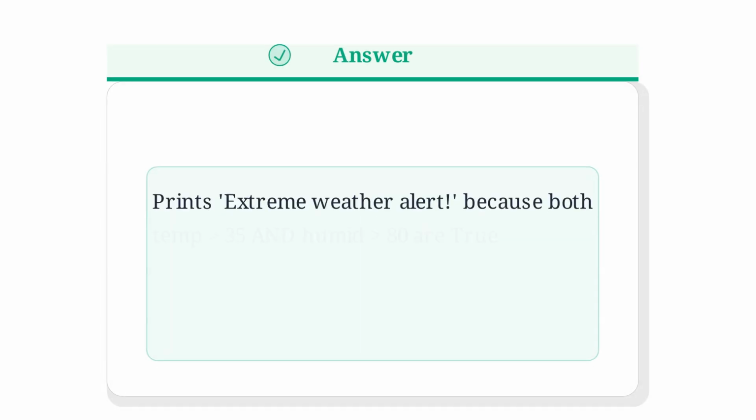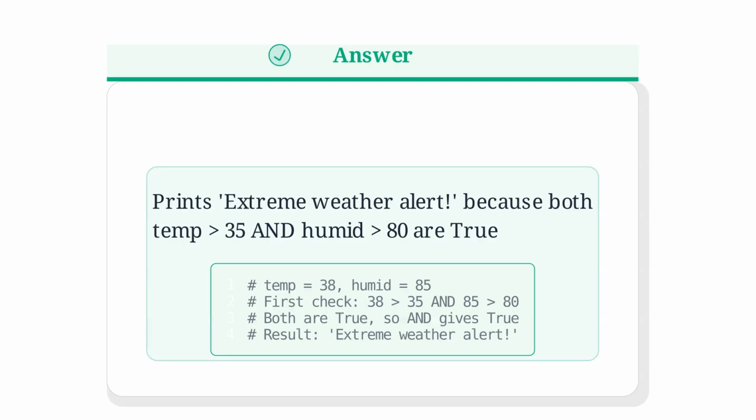Perfect reasoning. Since temp 38 is greater than 35, and humid 85 is greater than 80, both conditions are true. When both parts of an AND statement are true, the whole thing is true. So we get extreme weather alert, and the program stops there. It never checks the elif or else.